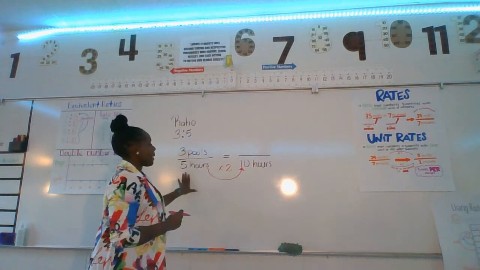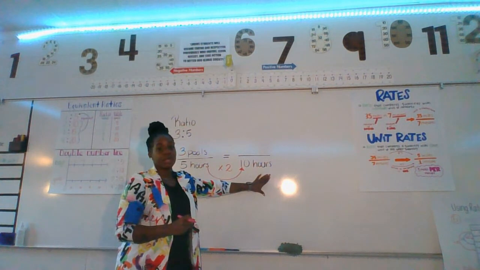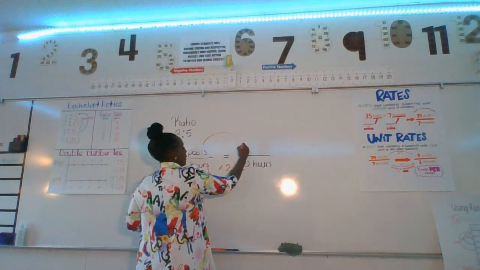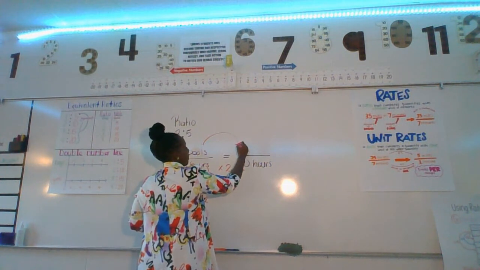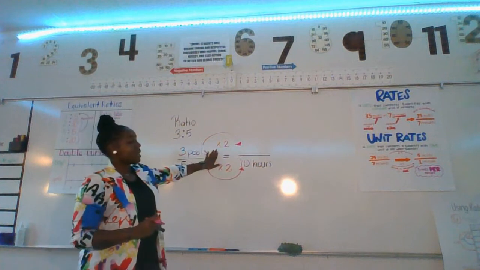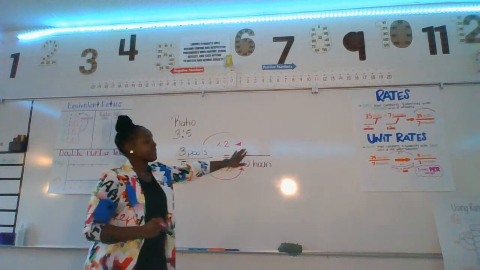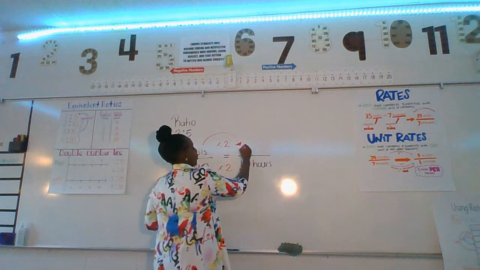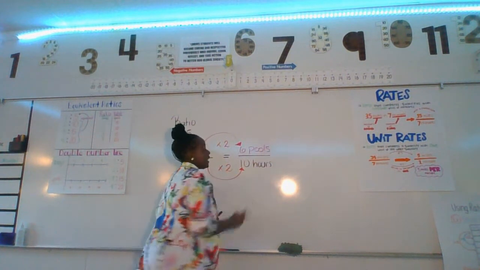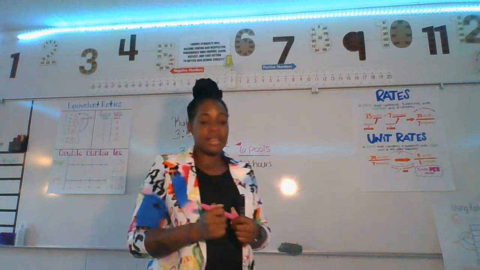Because I multiplied my denominator by 2 in order to get 10, I have to do the same thing to my numerator in order to get my new numerator. So we say, well, what is 3 times 2? 3 times 2 gives me 6. So we're also going to put the words up here. That means we could clean 6 pools in 10 hours.